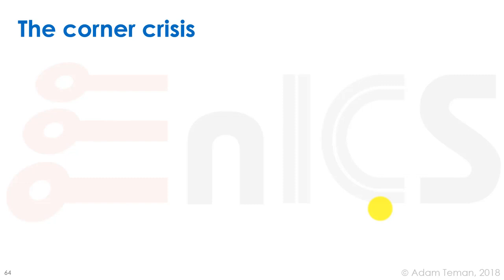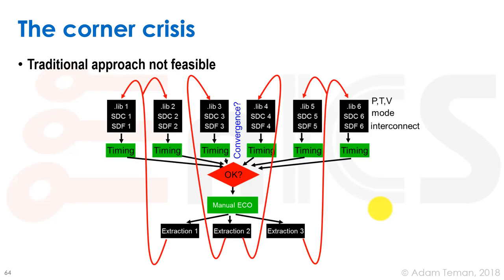So we have this corner crisis. The traditional way of applying this, and many companies, as far as I know, still do this today: we have different libraries with SDCs and maybe some timing information from the SDF. We run timing on it with some sort of tool like Tempus or PrimeTime. We see if it's okay. If it's okay, fine. If not, we make some sort of a manual ECO.